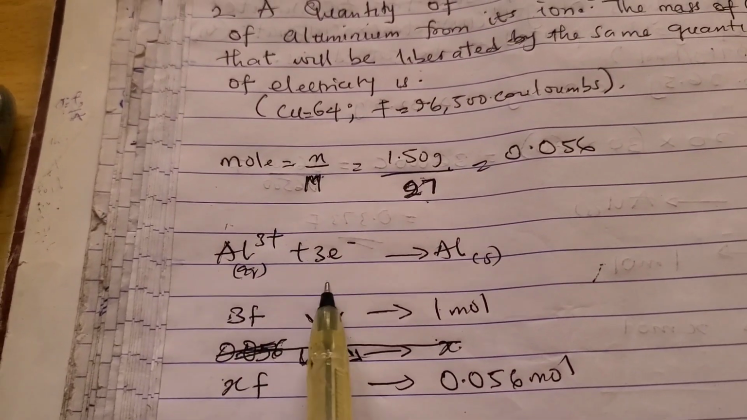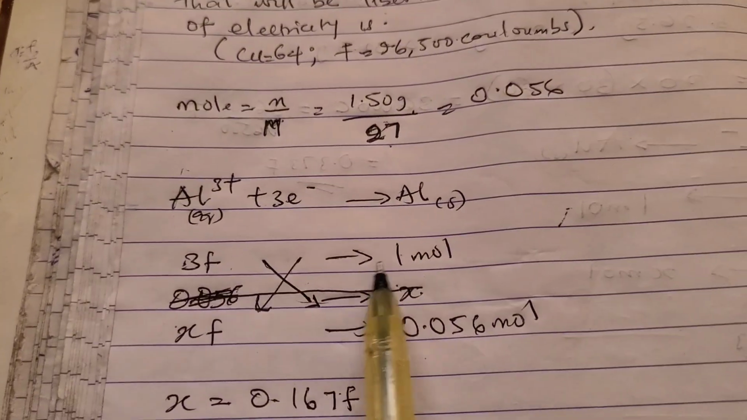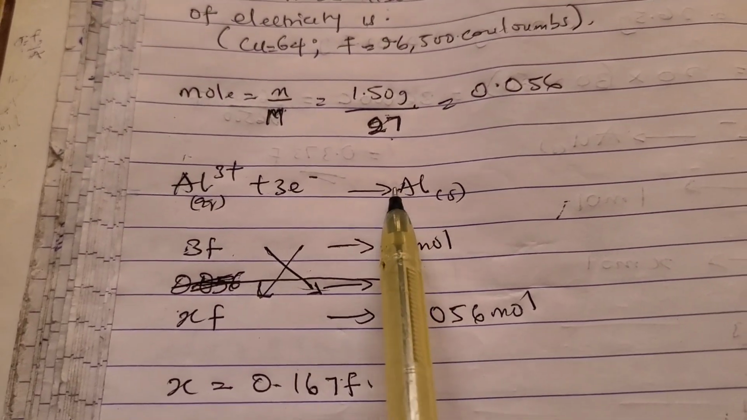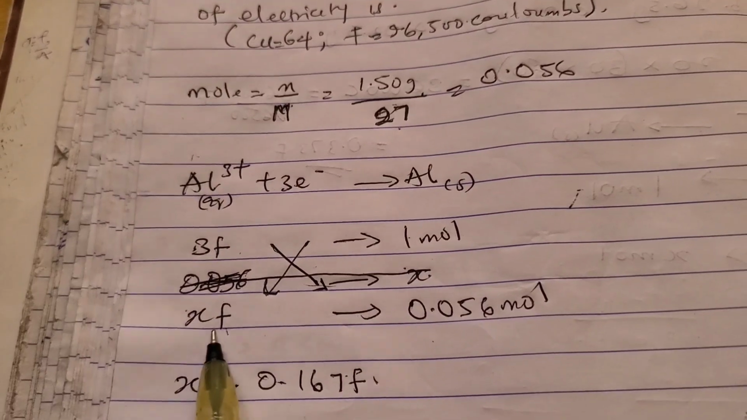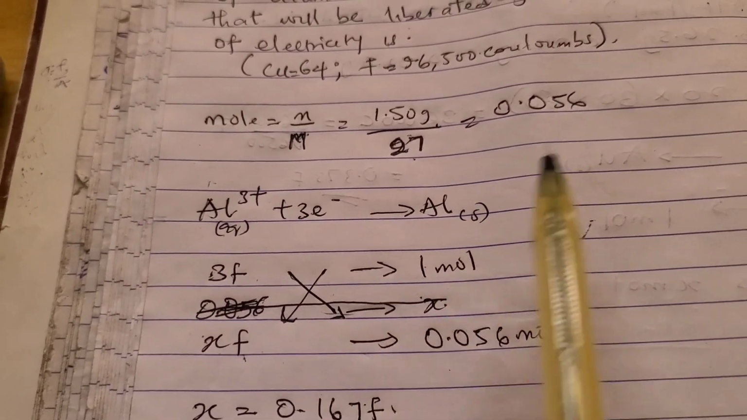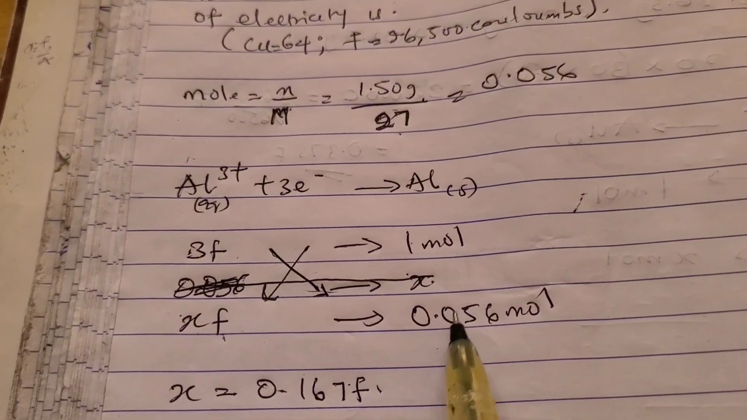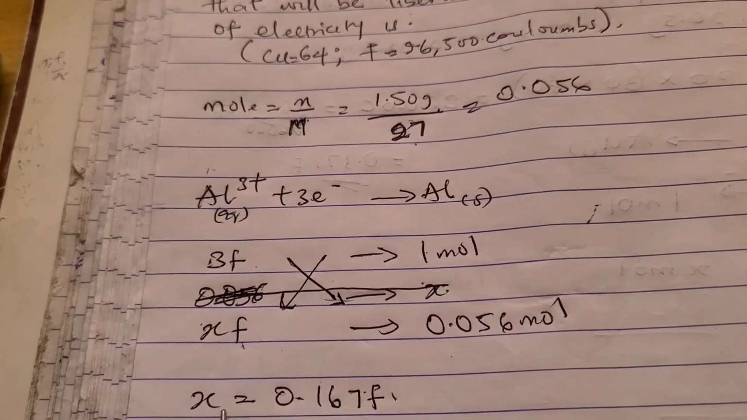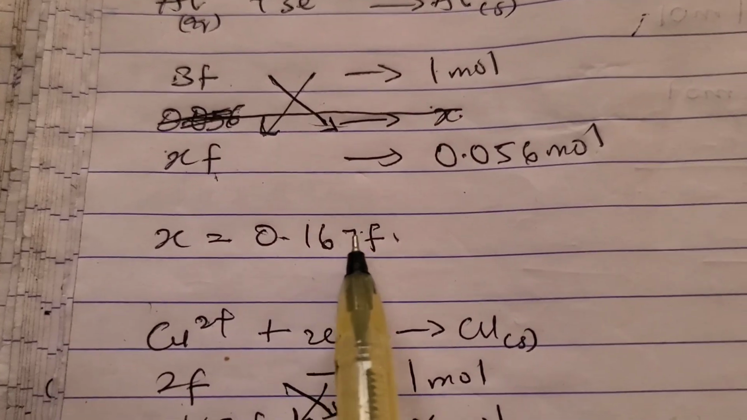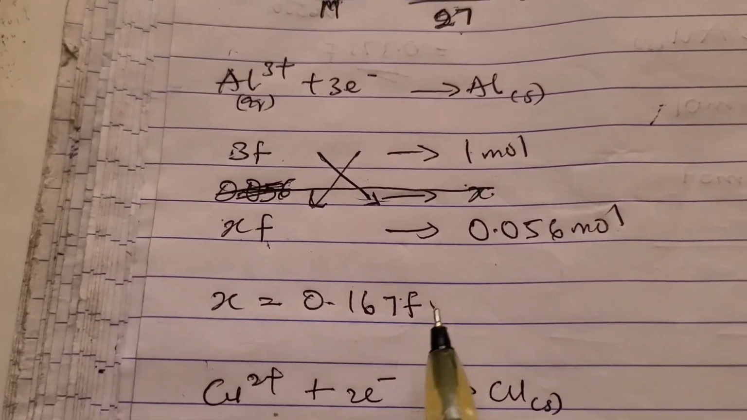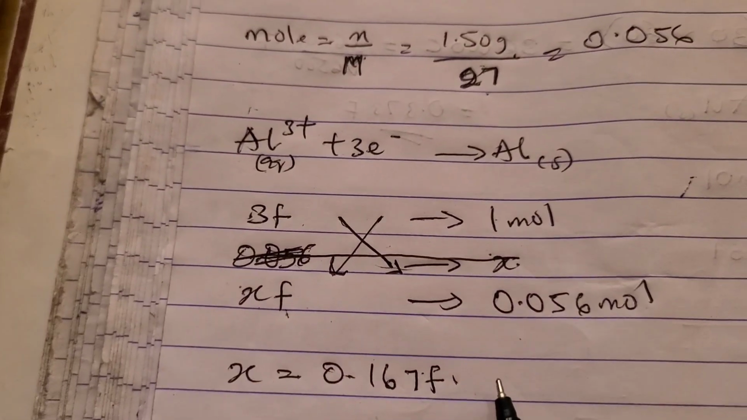So then you write out the reaction for aluminum. Aluminum is 3 plus, so after you've done this, you say 3 Faraday gives deposit 1 mole, then X Faraday will deposit 0.056 mole. We are trying to look for the amount of electricity that deposited that 1.5 gram of aluminum, and you get X to be 0.167 Faraday.